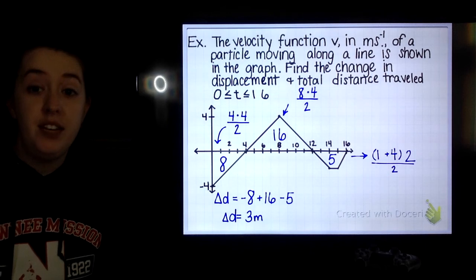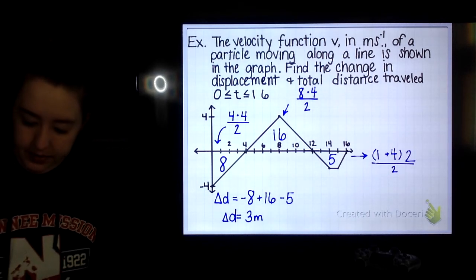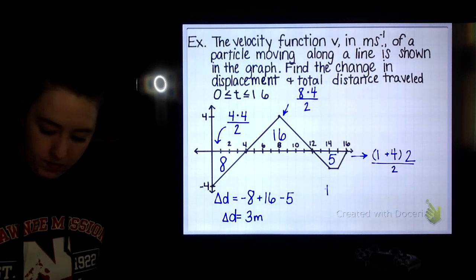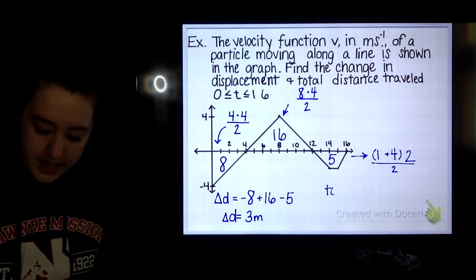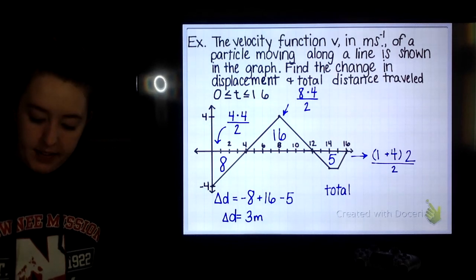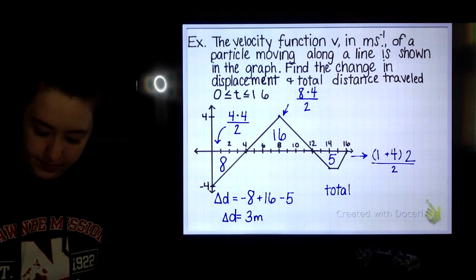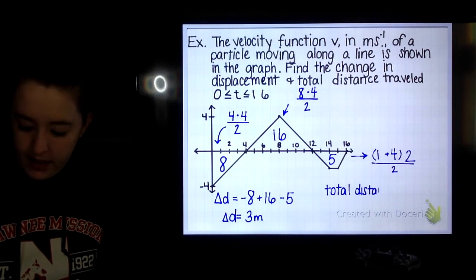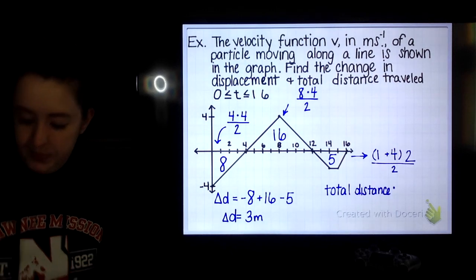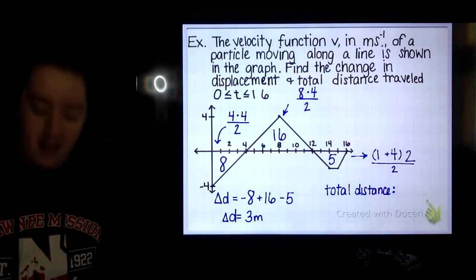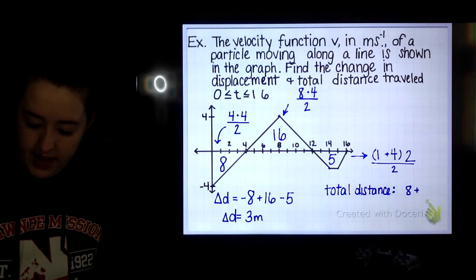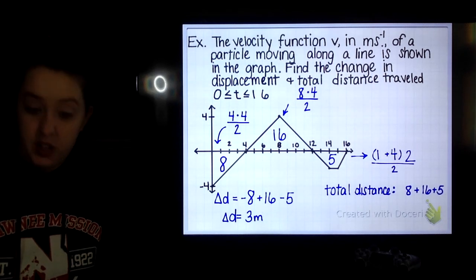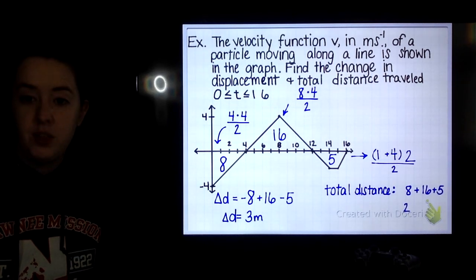But now the total distance traveled, it doesn't matter which direction we were going in. Everything is positive here. So I'll take that 8, add that to my 16, and then add that to my 5. So the total distance traveled was 29 meters.